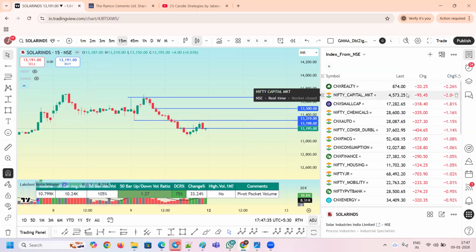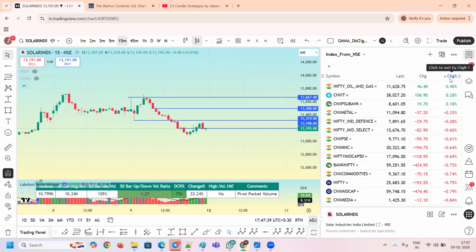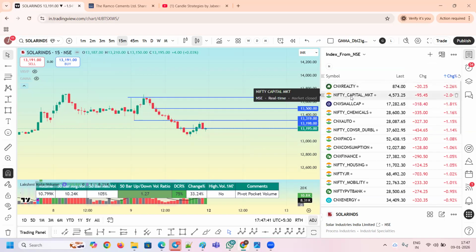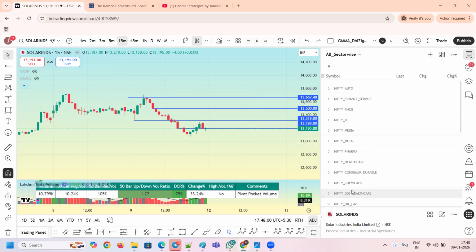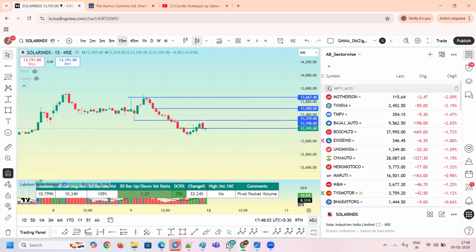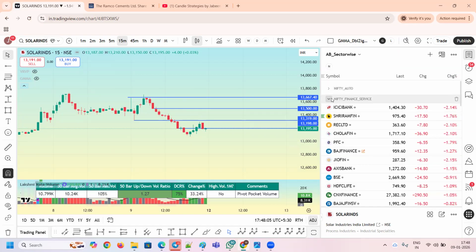Imagine this one is for today, for example, what is moving: realty or whatever, capital markets. Capital markets is something generic, so don't pick that. Pick some particular industry, maybe auto, FMCG, consumption, something like that. In this consumption, sector wise, I have prepared another list. See, this has all auto stocks. This has all finance stocks.